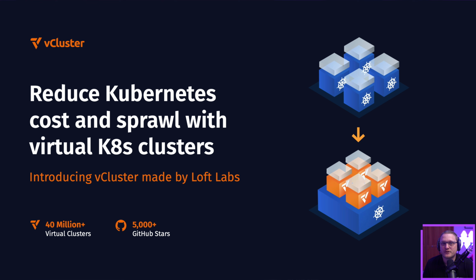With vCluster, you can reduce Kubernetes cost and sprawl with virtual Kubernetes clusters. It's made by Loft. It's been downloaded over 40 million times. It's got 5,000 GitHub stars. But why, right? Why use this? What's the most important thing we can do with virtual clusters? And we can save money.